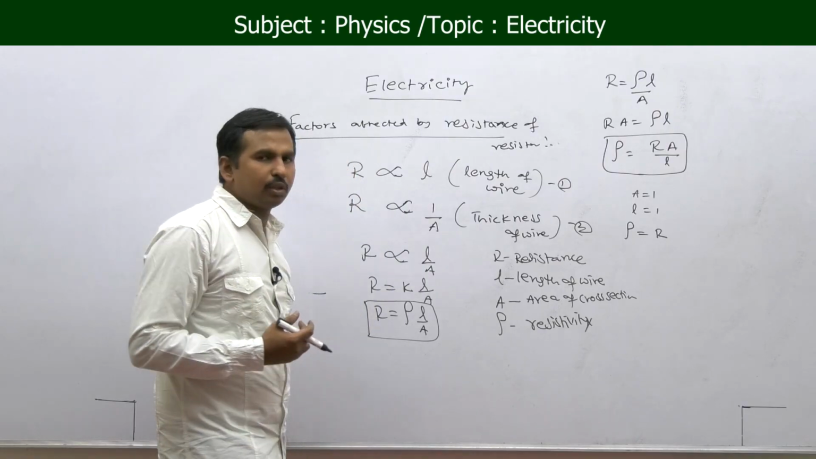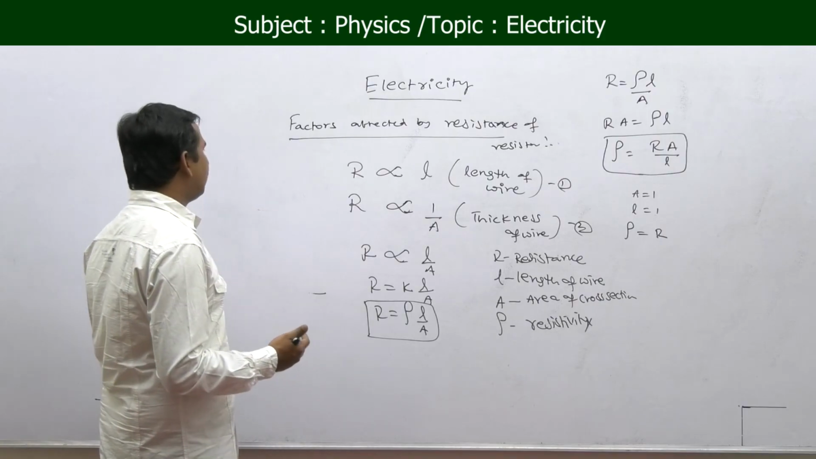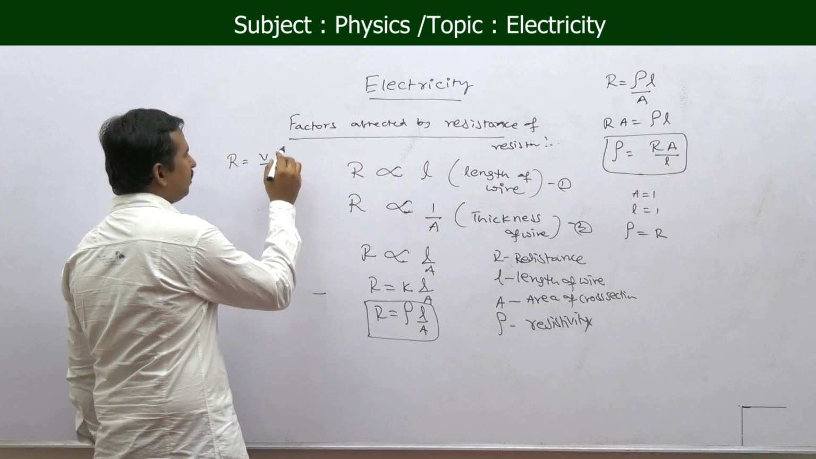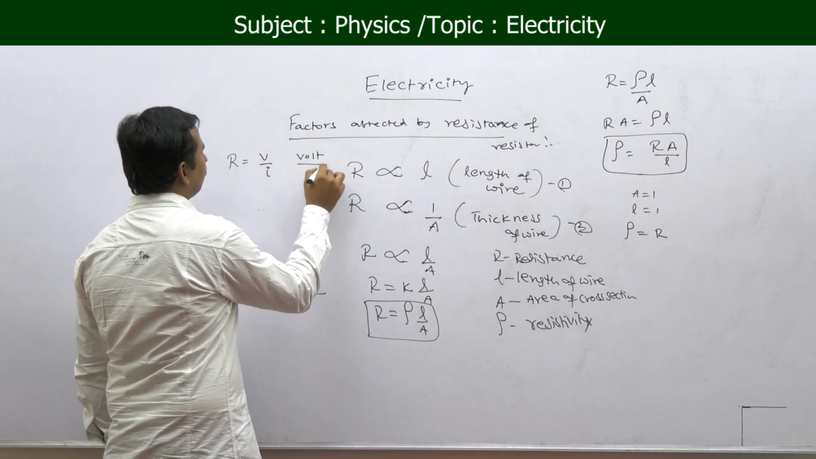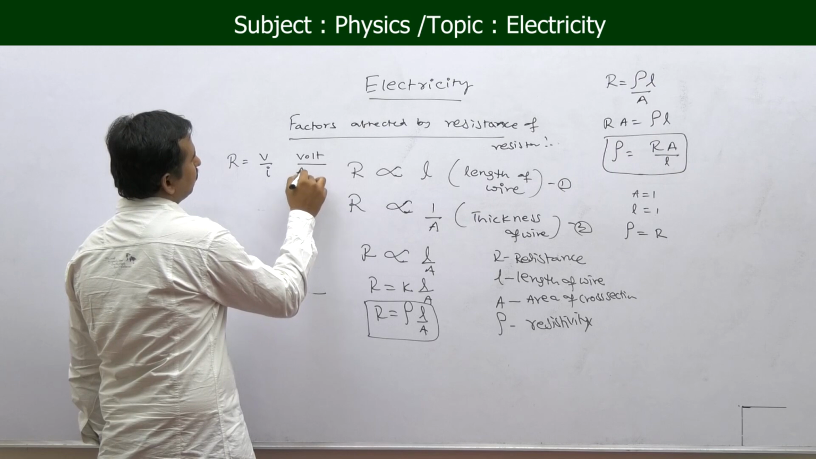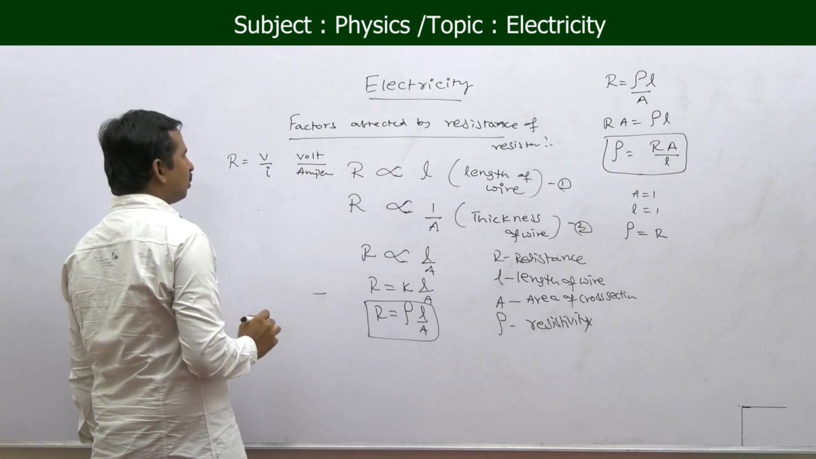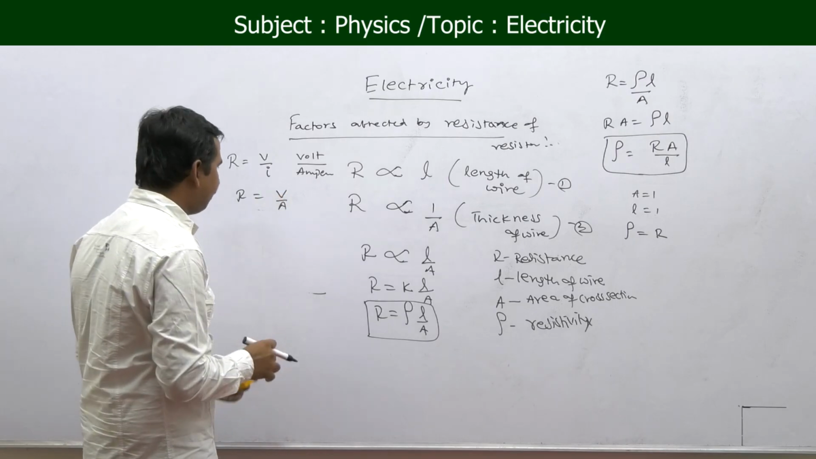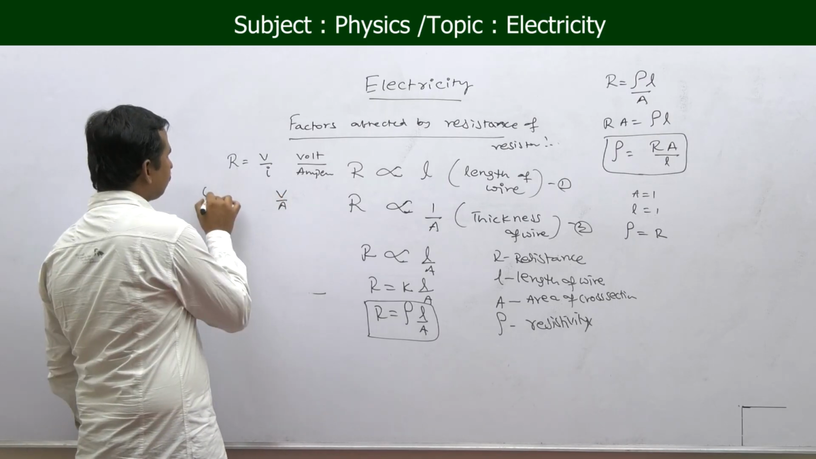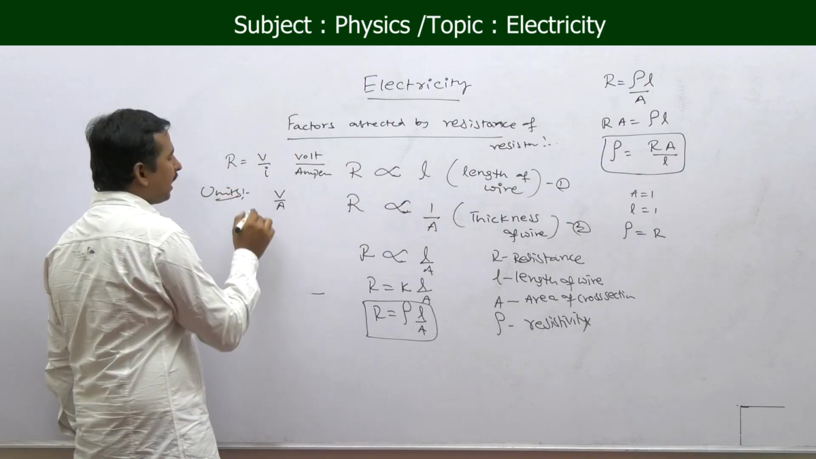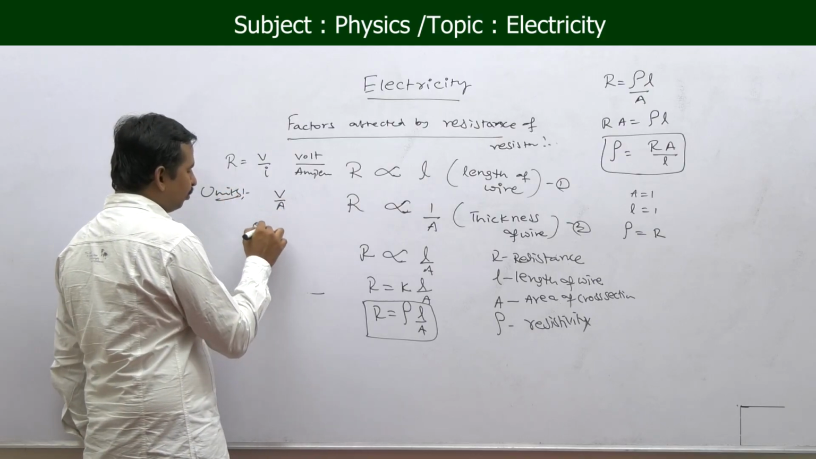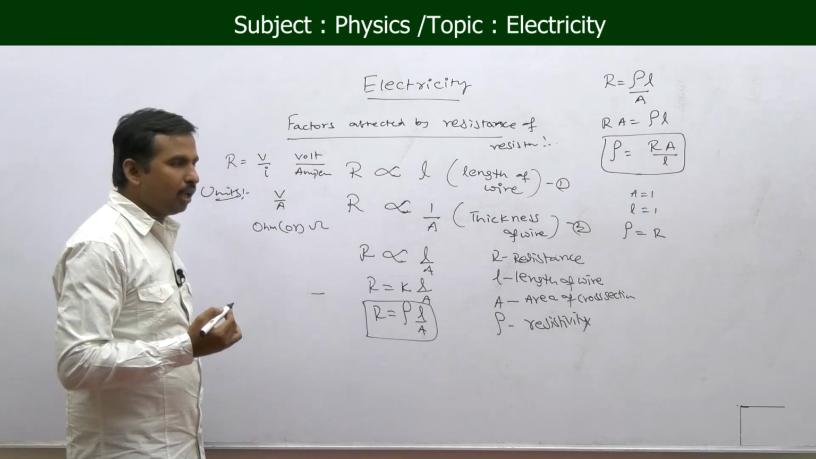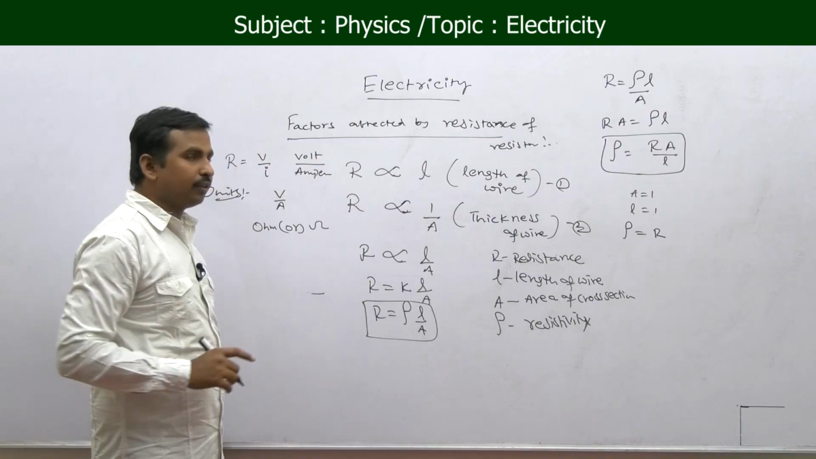Then it comes to the case of units. For R, R is equal to V by I, where V is the voltage in volts and I is the current in amperes. So R is equal to V by A, volt per ampere, is its unit. That volt per ampere we call ohm, with its symbol, okay, ohm. So that is the unit of resistance.